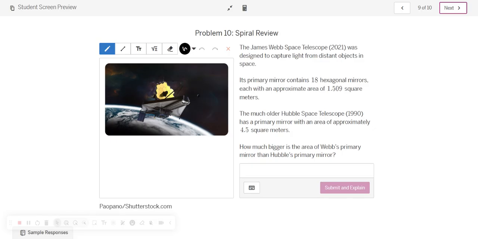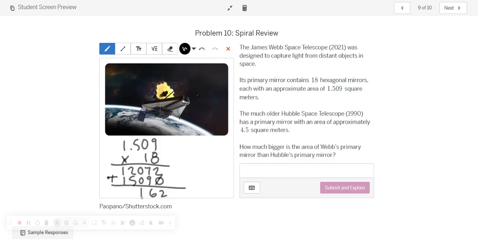Let's see if I can. 18 hexagonal mirrors, each with approximately area of 1.509. I'm going to do 1.509 times 18. Wow. When I do that, 8 times all of that is 12,072. 1 times all of that, with a placeholder, is 1509. 27,162. 3 decimal places. Oops, sorry, 27. How did I get that? 1 plus 1 is 2. Definitely got that one.